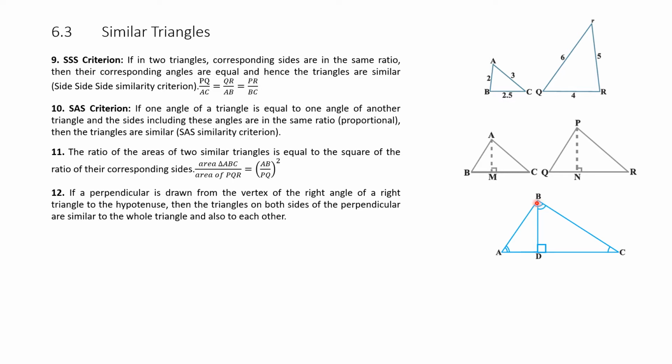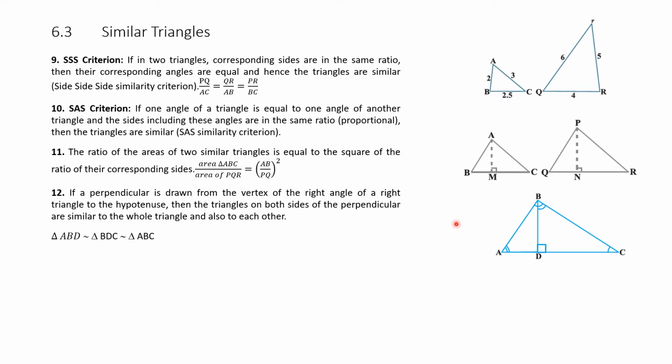So here a perpendicular is drawn from the angle B to the hypotenuse. Then the triangles on both sides: BDC is one triangle, and BDA is another triangle. When a perpendicular is drawn, triangle ABD is similar to triangle BDC, and both are similar to the whole triangle ABC. That's what it says.